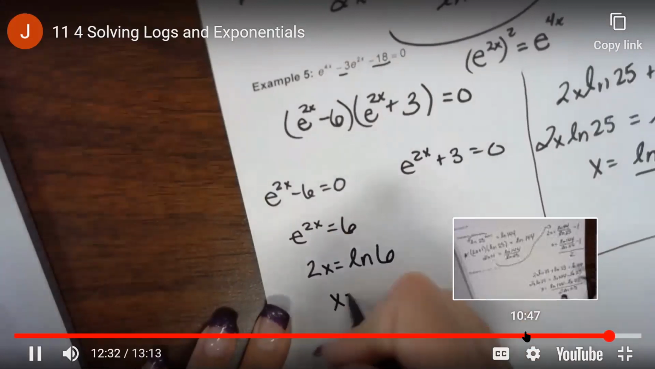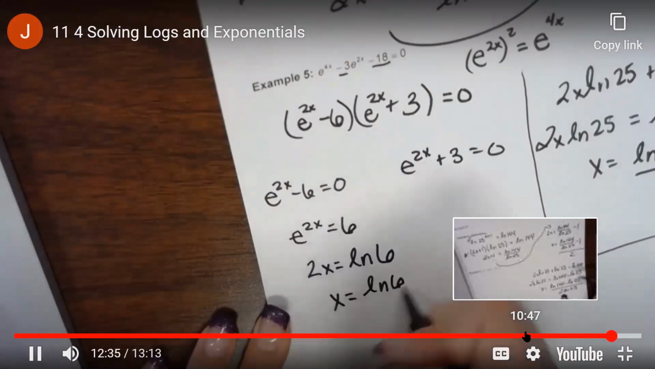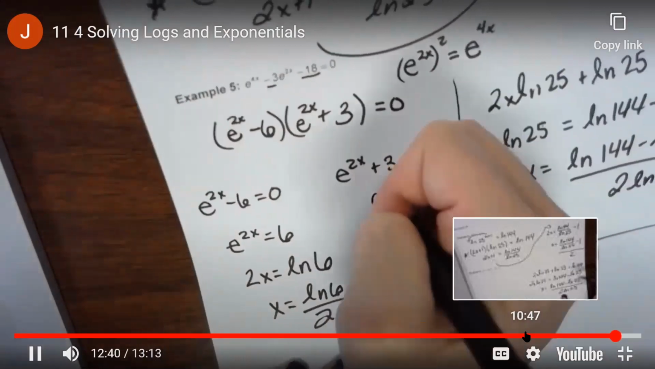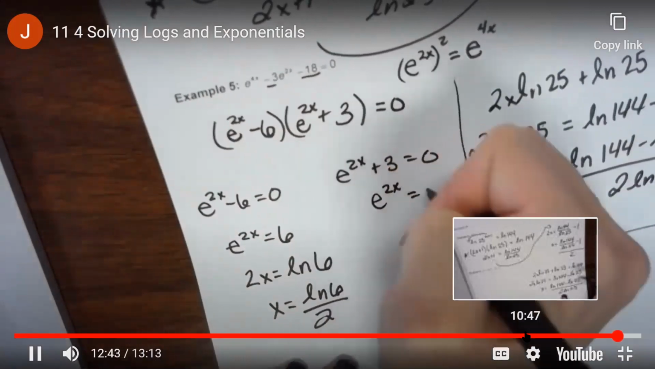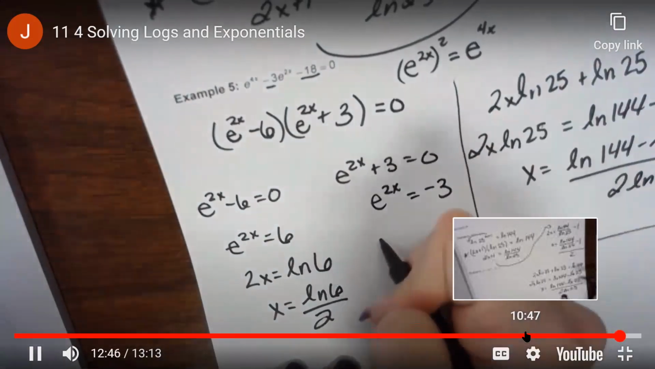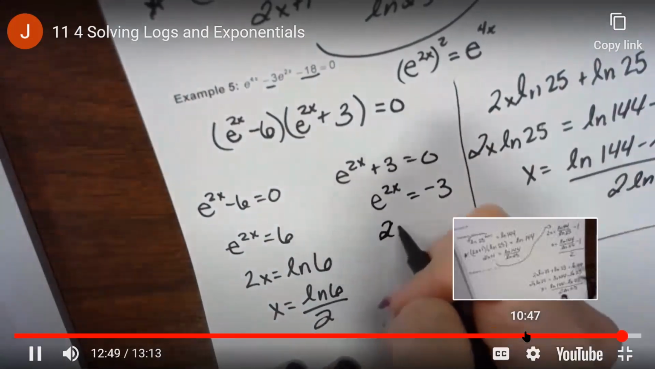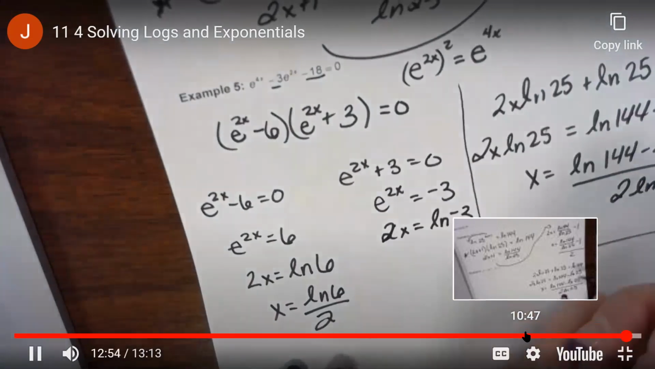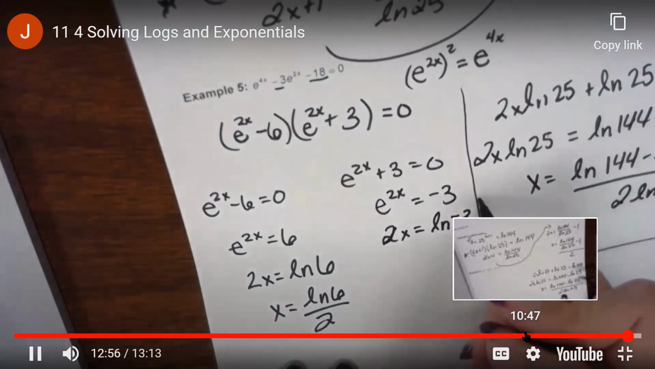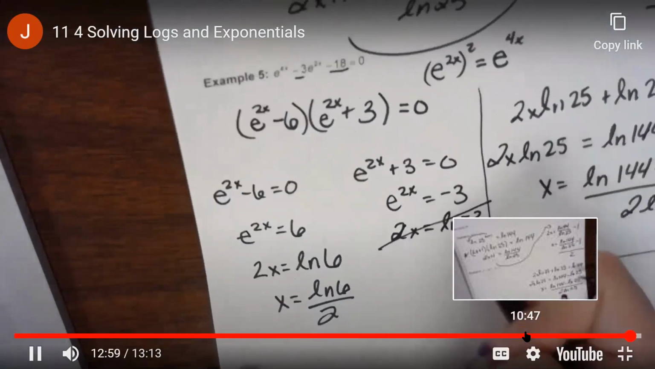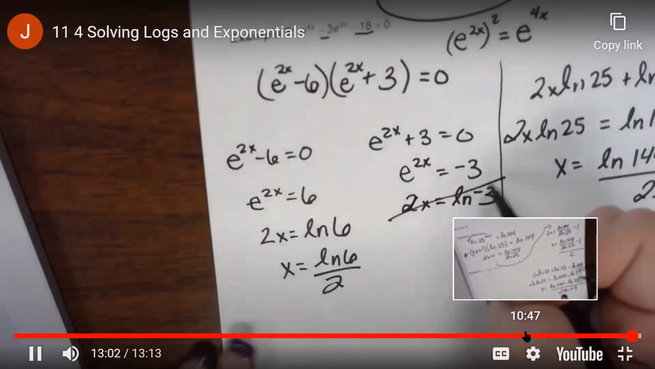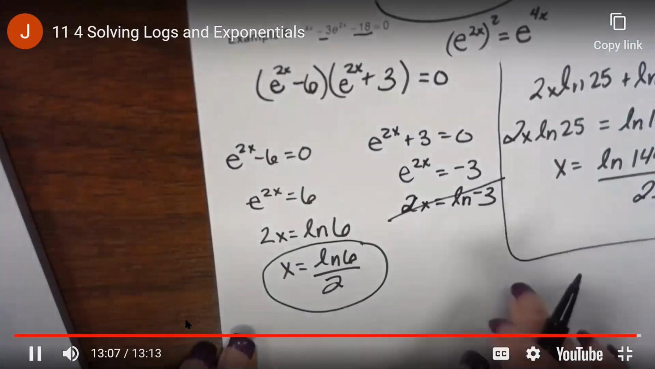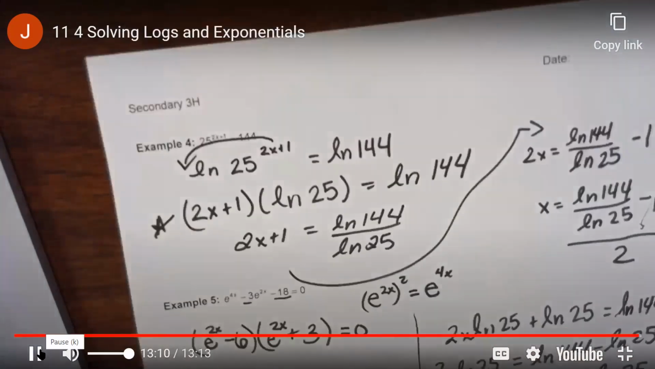And then divide by 2. ln 6 over 2. This looks like a good answer. Let's try this one. We get e to the 2x equals -3. Let's ln both sides. So we get 2x equals ln -3. Oh, that can't be. So actually, let's just stop right there. We can't go any further because you can't have an ln of 0 or a negative value. So our only solution is x equals ln 6 all over 2.